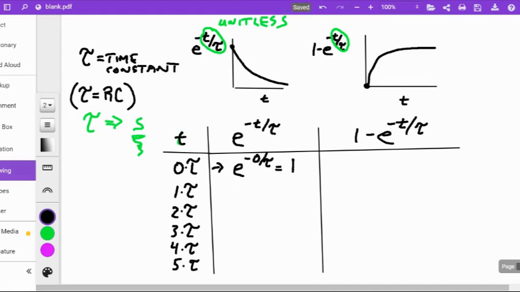Okay, that's not bad. Now let's do the next one. This is e to the negative tau over tau. See how I'm just substituting this in for t? And that's e to the negative 1. You can calculate that on your calculator, go ahead and try it out. I'm going to do it on my phone. And I get 0.37.